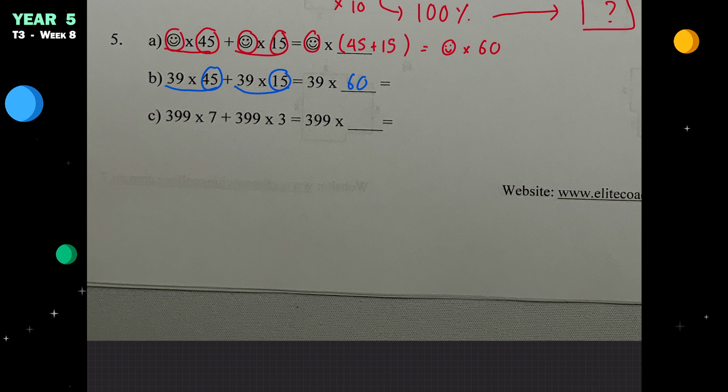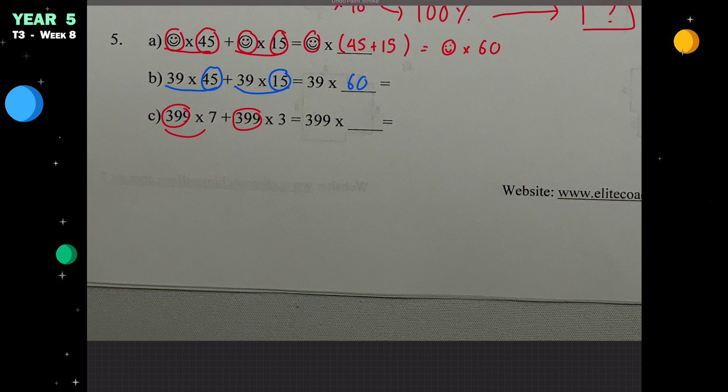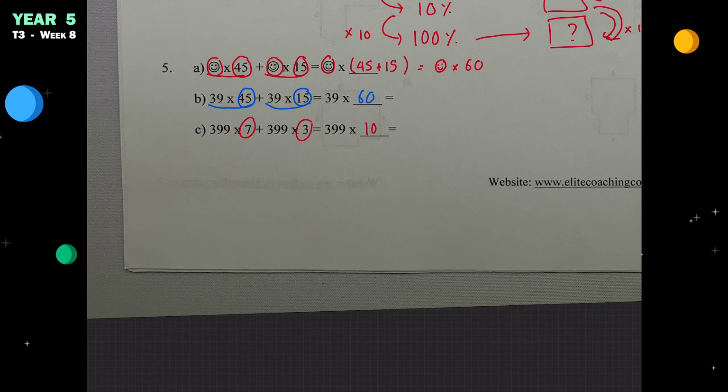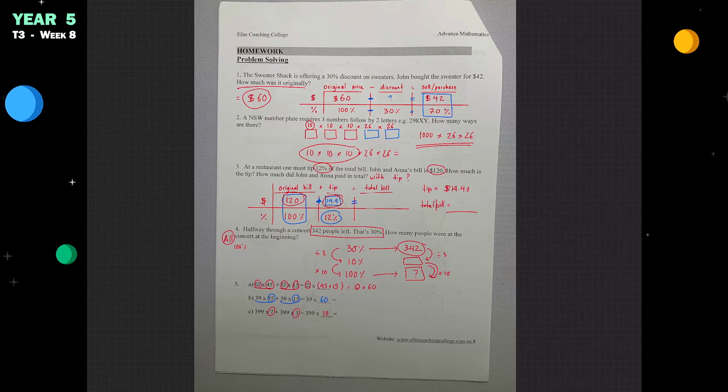Okay, next one we have the same thing. We have 39 and 39. They're both multiplied by a number and they're adding. So therefore we just add these two numbers together. Add 3 and 7. So that's 10. 10 times 39. Alright, so that one's done. Let's go to the next page.